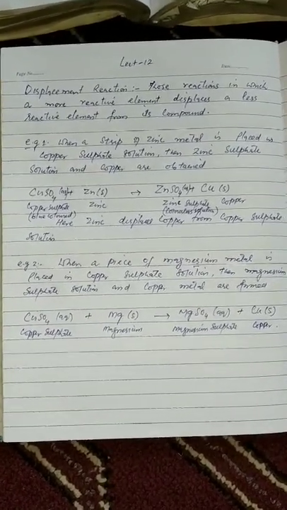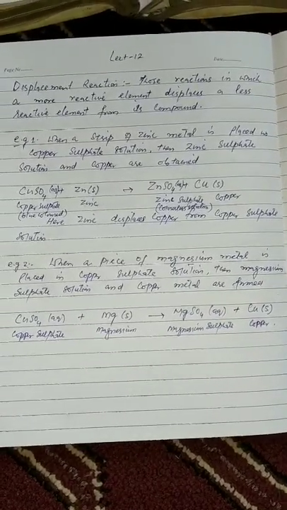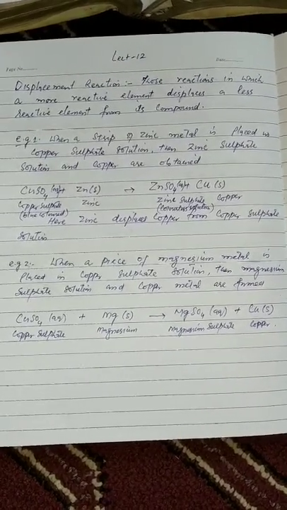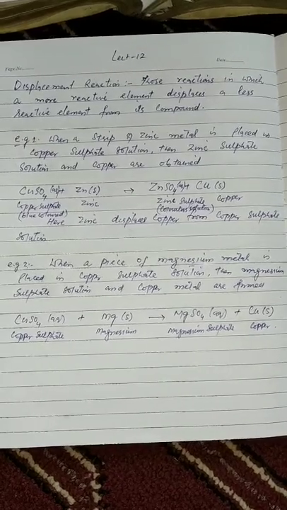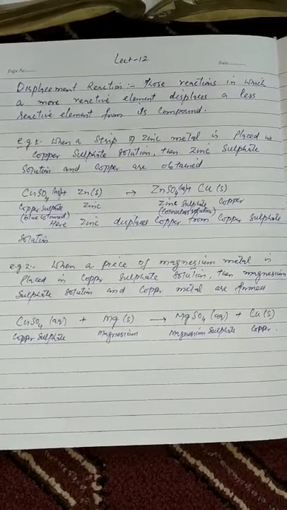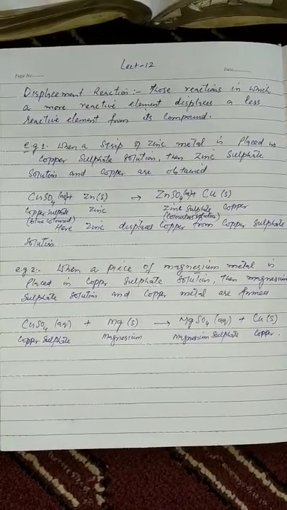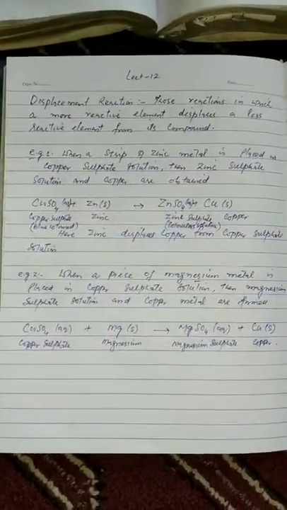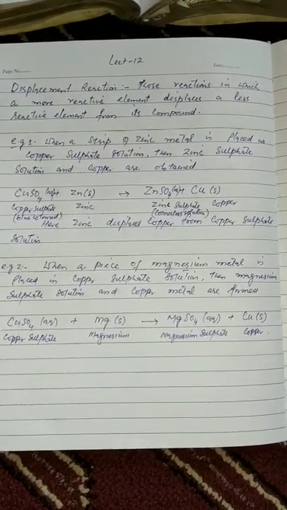Today we are going to start the 12th lecture of this unit called chemical reactions and equations, and today's lecture is all about displacement reactions. We are studying different types of chemical reactions. So far we have studied the decomposition and the combination reactions. And the third type is, what do you mean by displacement reaction?